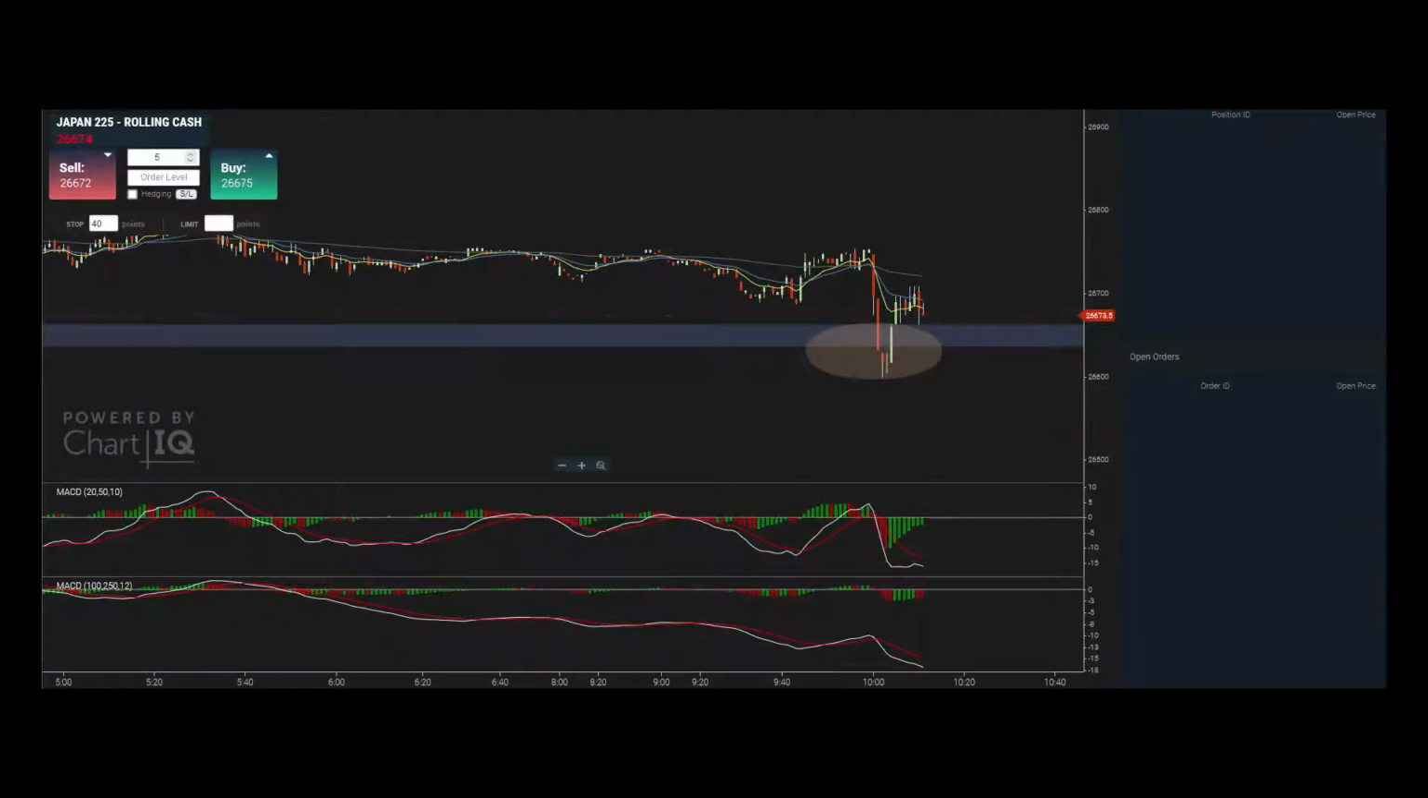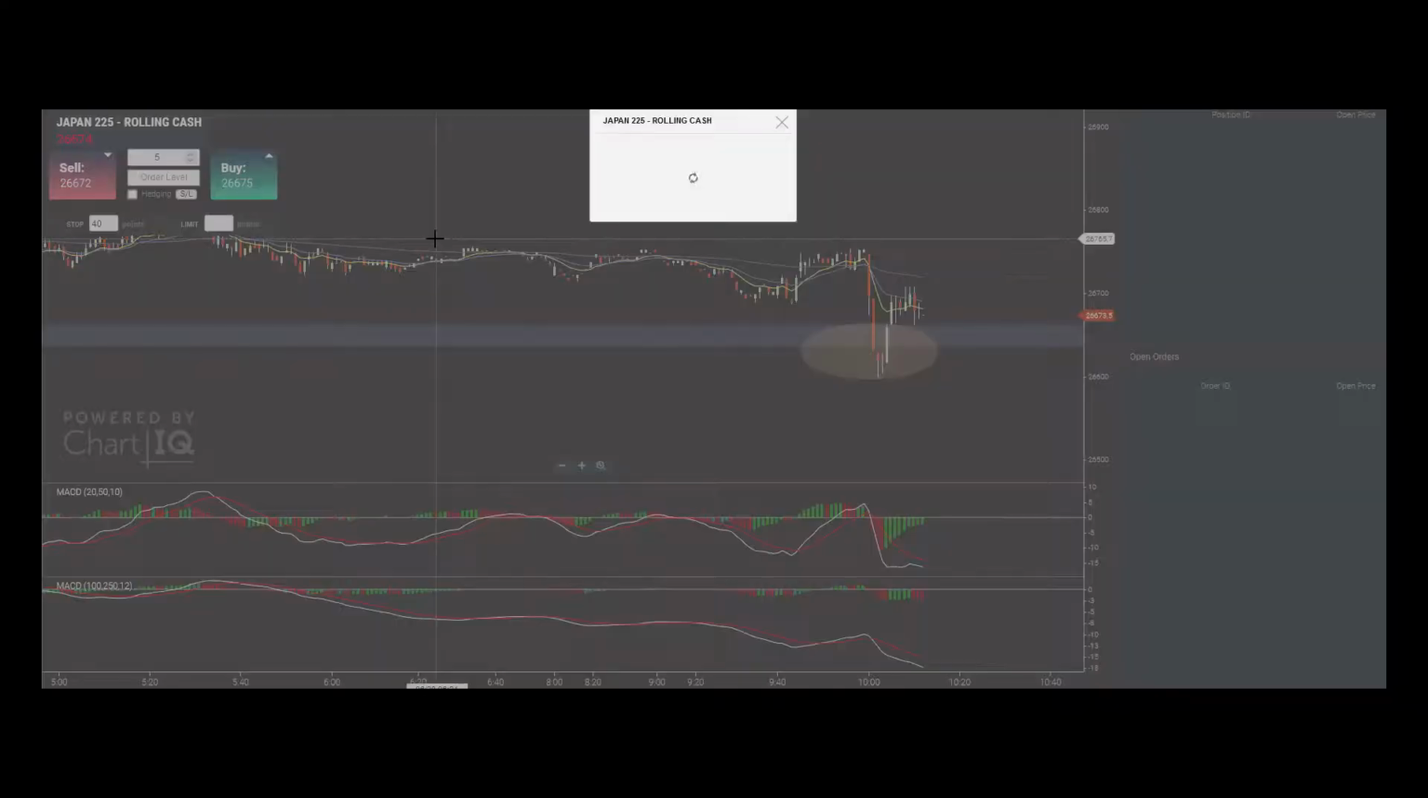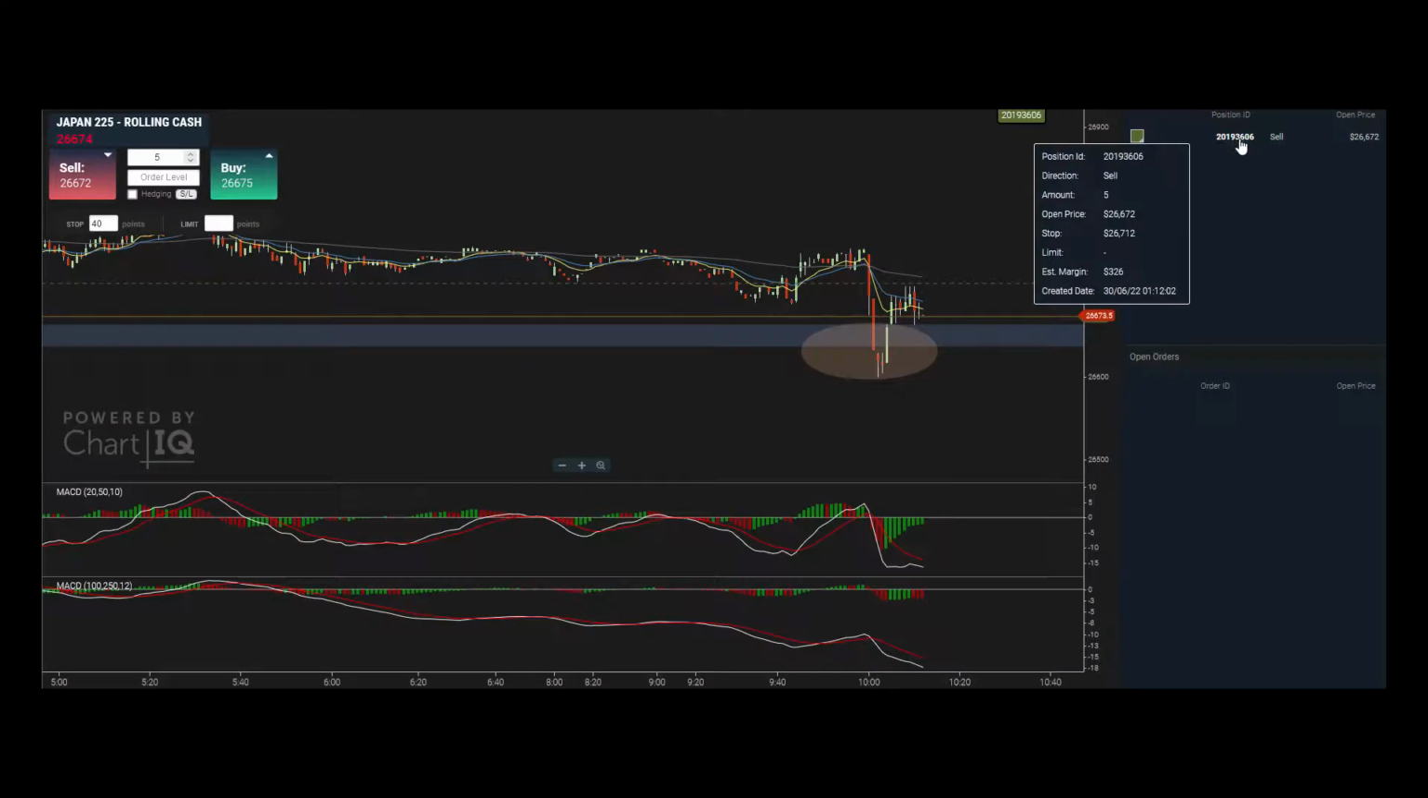I'm just going to go through a couple of live trades that I did today on the Nikkei. I had a couple of wins and one loss, so we'll talk through those now. I think it was the first trade there, so I just jumped in short.